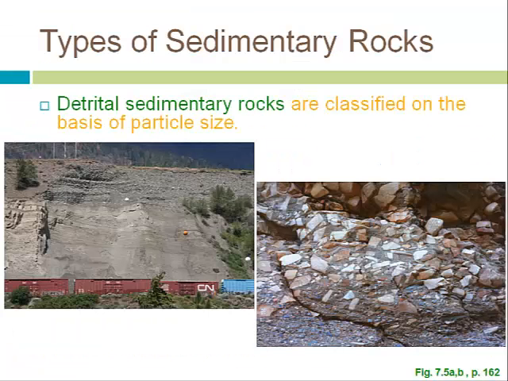So the detrital sedimentary rocks, where detritus is like stuff left over, are classified on the basis of particle size. So detrital sedimentary particles are classified according to the grain particle sizes we just talked about. You have gravel, sand, silts, and clays. So we have conglomerates, breccias, sandstones, siltstones, mudstones, and shale.